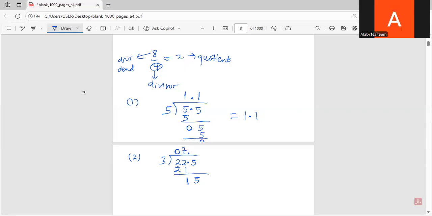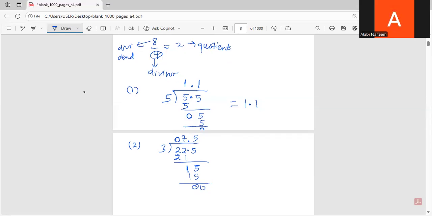Now, 3 in 15 also is what? Is 5. 3 times 5, 15. Subtract, 0. So you can see our quotient is now 7.5. The 0 here is not significant. The answer is 7.5.